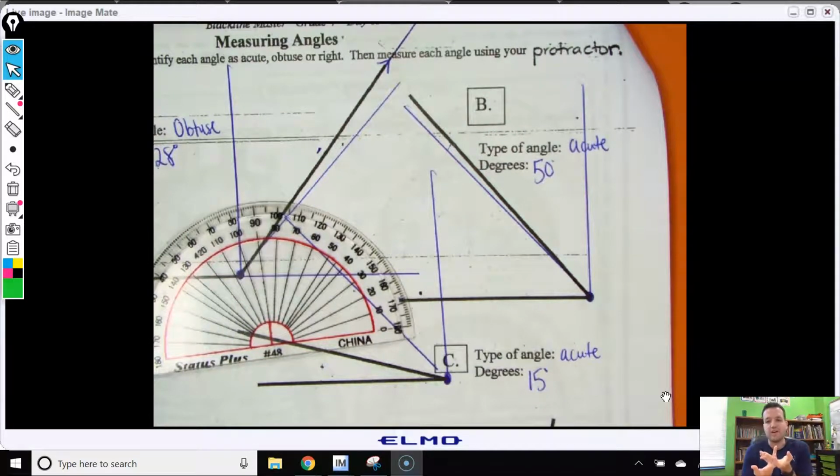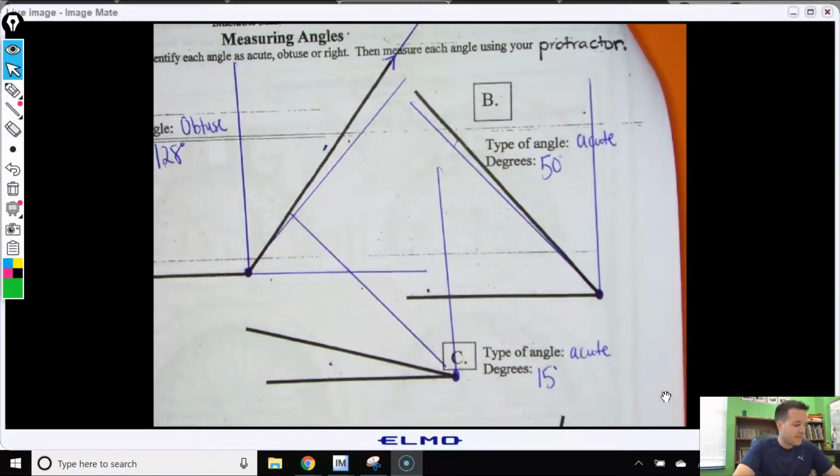They're trying to figure out, do you think it's 15? Do you think it's 95? They're going to give you kind of crazy measurements, all this kind of stuff. So, all right, let's look at D, E, and F.